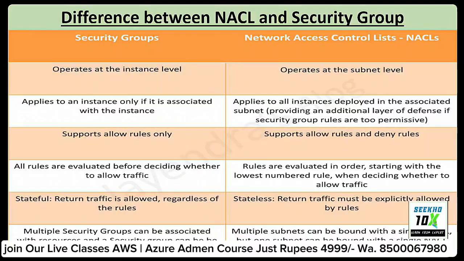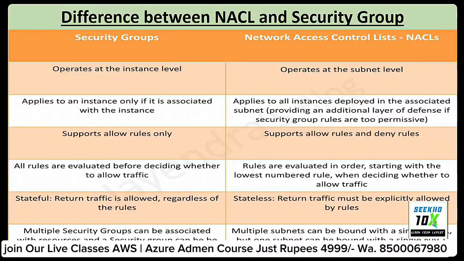Multiple security groups can be associated with a resource, meaning we can create and assign multiple security groups to one EC2 instance. But with NACLs, multiple subnets can be bound to a single ACL. So one access control list can be assigned to multiple subnets, but a single subnet cannot have multiple ACLs. Okay, so this is the difference between a NACL and a security group.